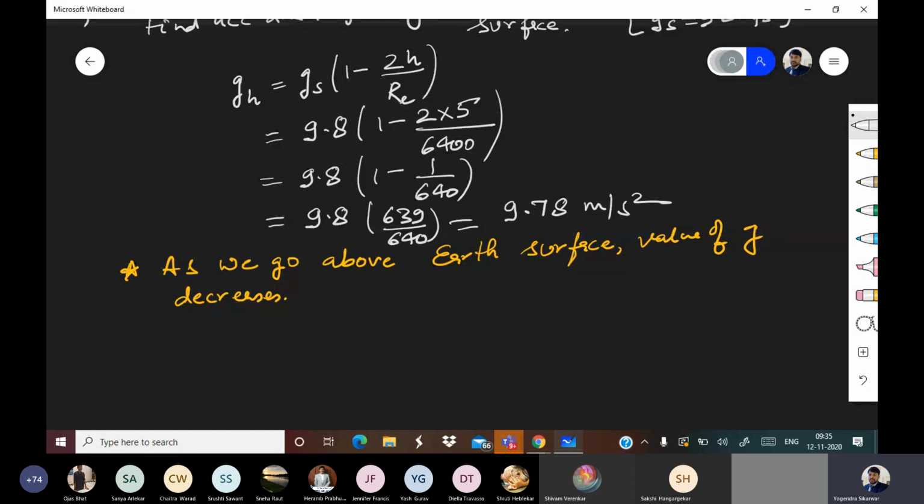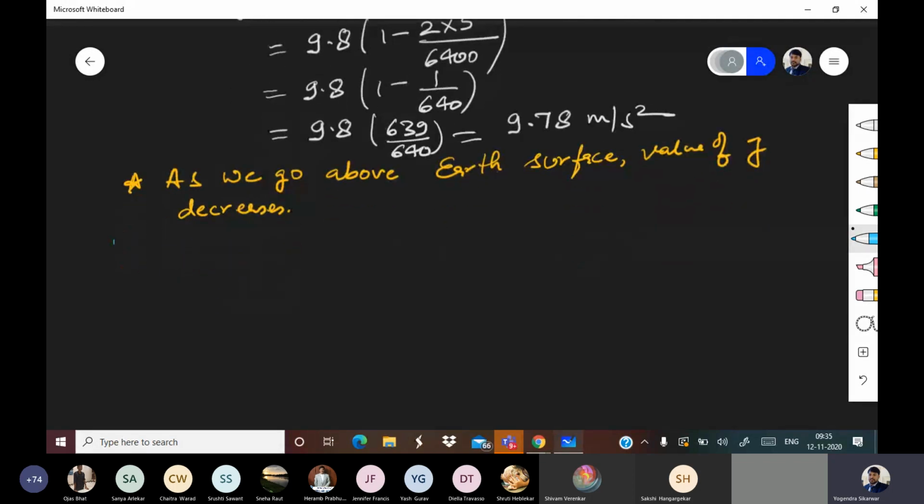Now next is variation due to depth. Variation due to depth. So how to find the value of g inside Earth and how it changes, we have to calculate that, we have to find that. We'll do that as a society and as a team.